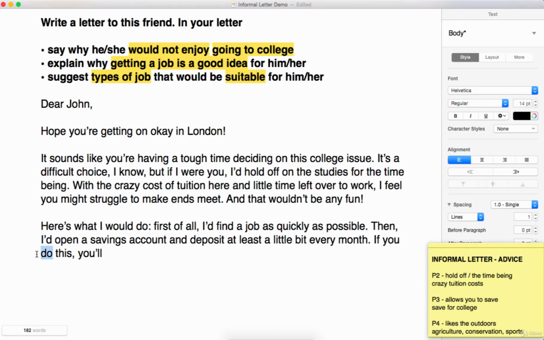So we've got that present simple followed by the subject and a will or a won't if it's negative, and the rest of the sentence, and the verb in this case, you'll be able to work. If you do this, you'll be able to work.